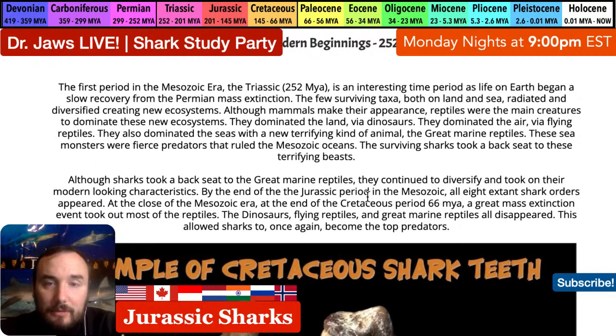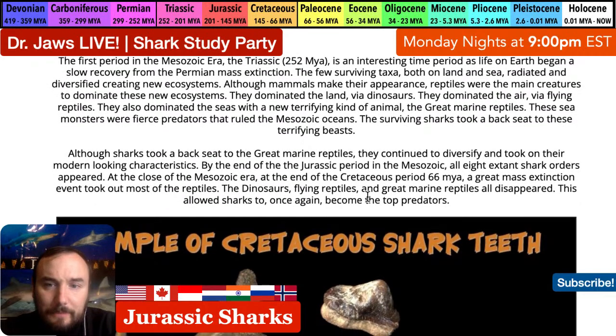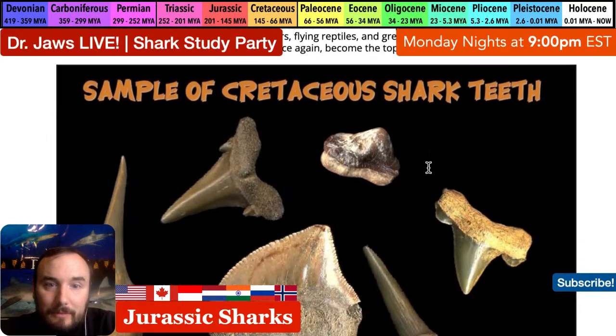Although sharks took a backseat to the great marine reptiles, they continued to diversify and took on their modern-looking characteristics. By the end of the Jurassic period in the Mesozoic, all 8 extant shark orders appeared. At the close of the Mesozoic era, at the end of the Cretaceous period 66 million years ago, a great mass extinction took out most of the reptiles. The dinosaurs, flying reptiles, and great marine reptiles all disappeared. This allowed sharks to once again become the top predators.